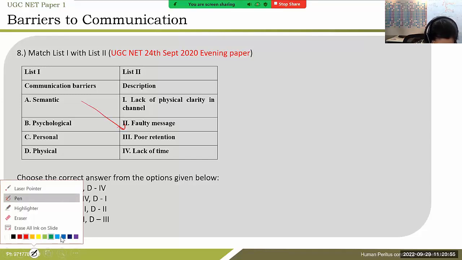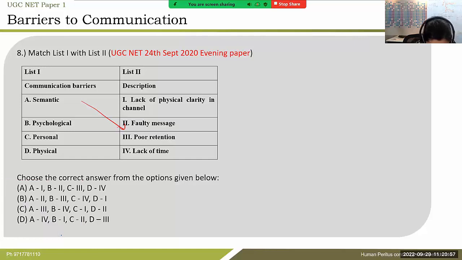All right, psychological barrier, is it lack of time, poor attention, lack of physical clarity in channel? What can be the psychological barrier? It is poor attention, because psychology also relates to your memory as well. So when you cannot retain the message properly, this becomes a psychological barrier. All right, next question, next one is personal.